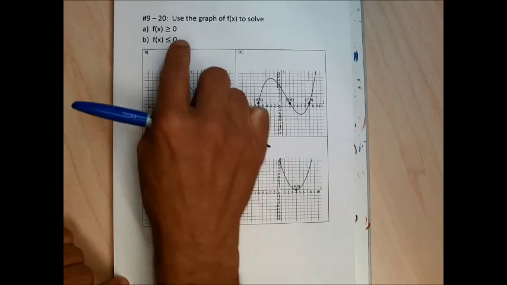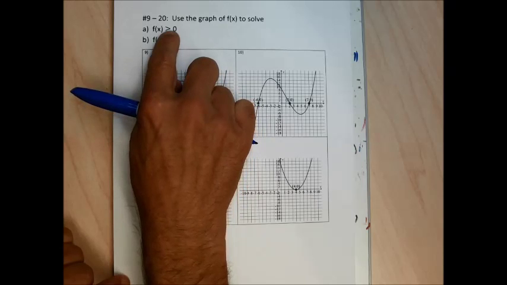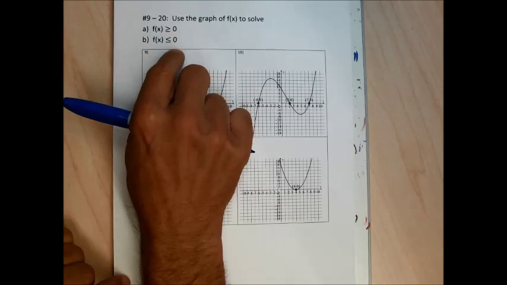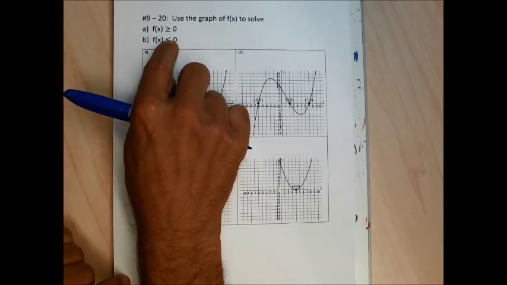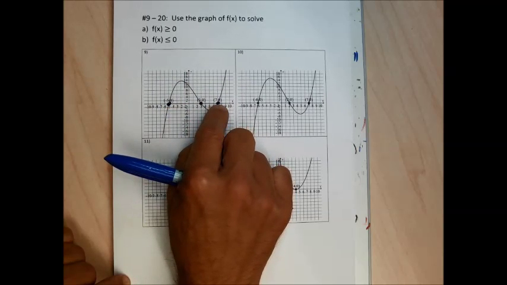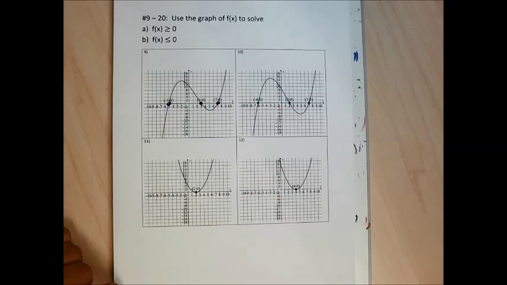So I'm going to answer the questions very similarly, except any point that's an x-intercept is going to get a square bracket, because I'm trying to find any point that has a y that in part A is greater than 0 or equal to 0. In part B, I'm trying to find points that have y coordinates that are less than 0 or equal to 0. And the x-intercepts all satisfy the or equal to part. So the x-intercepts are going to get square brackets.